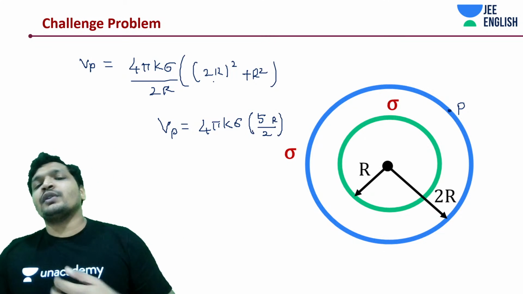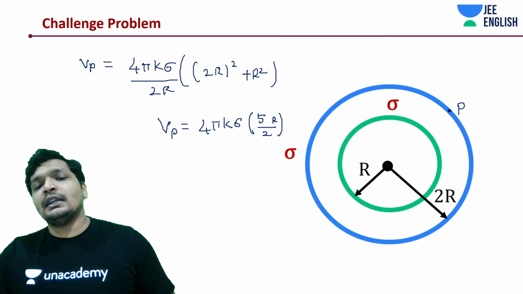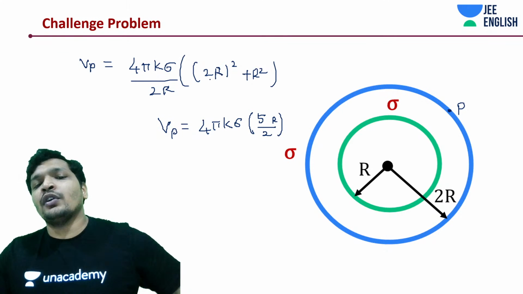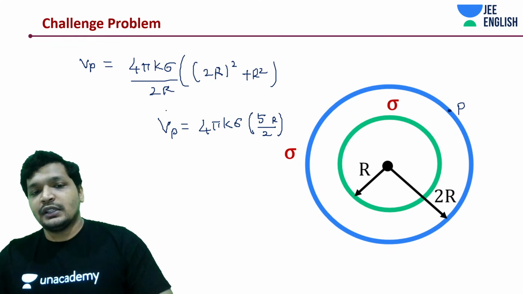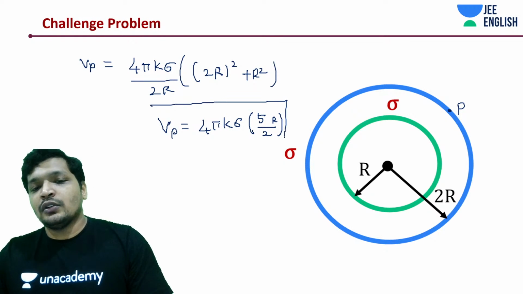Right? 2R square, expand it. How much do you get? You get 4R square plus R square, which is 5R square, divided by 2R. It's going to be 5R. The second one also you got.